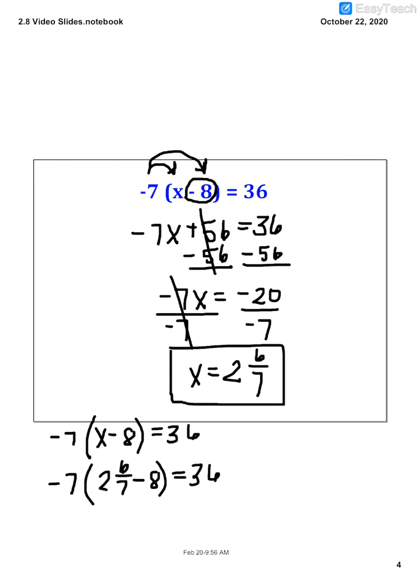I'm going to follow PEMDAS and complete the parentheses first. Negative 7 times, my parentheses simplify to negative 5 and 1/7. And I get 36 is equal to 36. So my answer checks, and I know that my answer was correct.